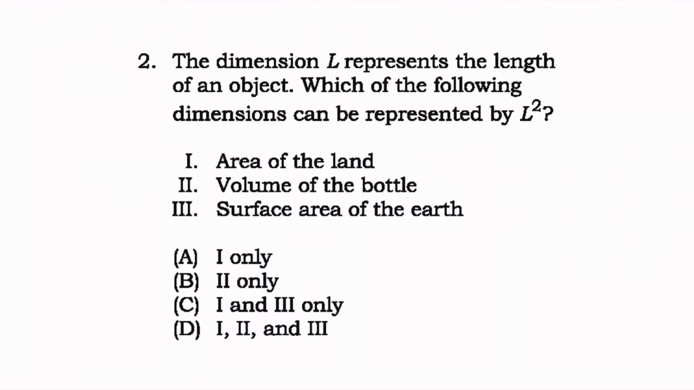Problem number 2. The dimension L represents the length of an object. Which of the following dimensions can be represented by L squared? So, kapag L squared, unit yan ng area. So, hanapin natin yung mga area dito sa choices. Ito, area of the land and surface area of the earth. So, the correct answer is letter C, 1 and 3. Yung volume, length, raised to 3 yan.